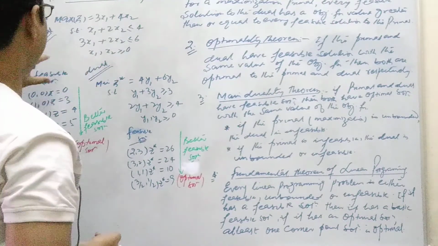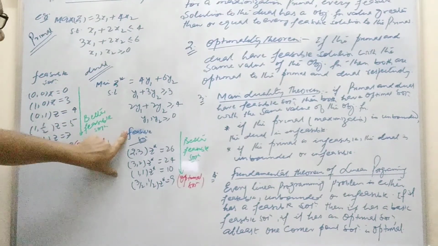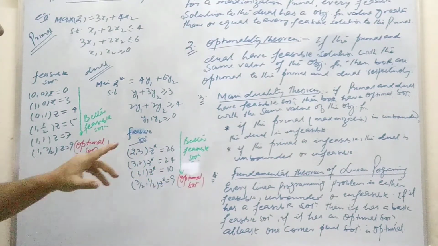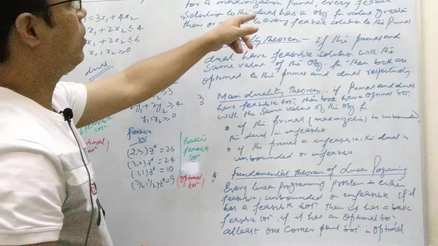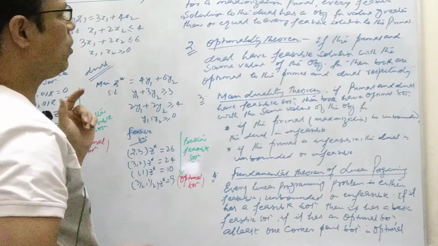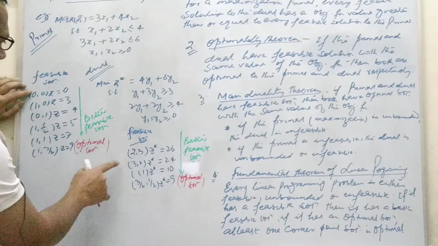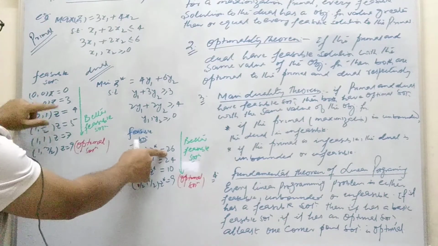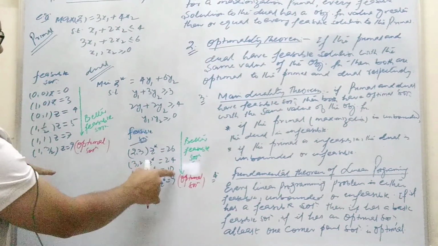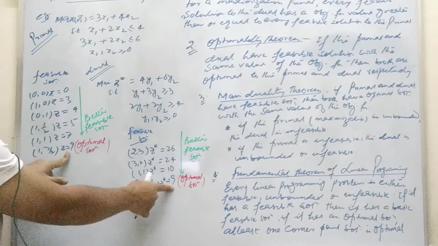Every feasible solution to the dual, now this is the solution: 26, 24, 10, up to 9. Every feasible solution to the dual has an objective function value greater than or equal to every feasible solution to the primal. Just check here: 26 is greater than all these values, 24 is greater than all these values, 10 is greater than all these values, and 9 is equal to this particular value.